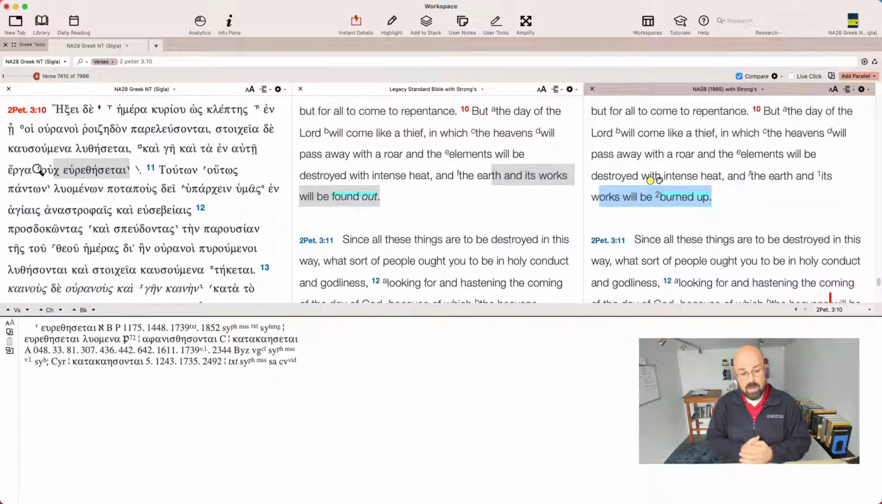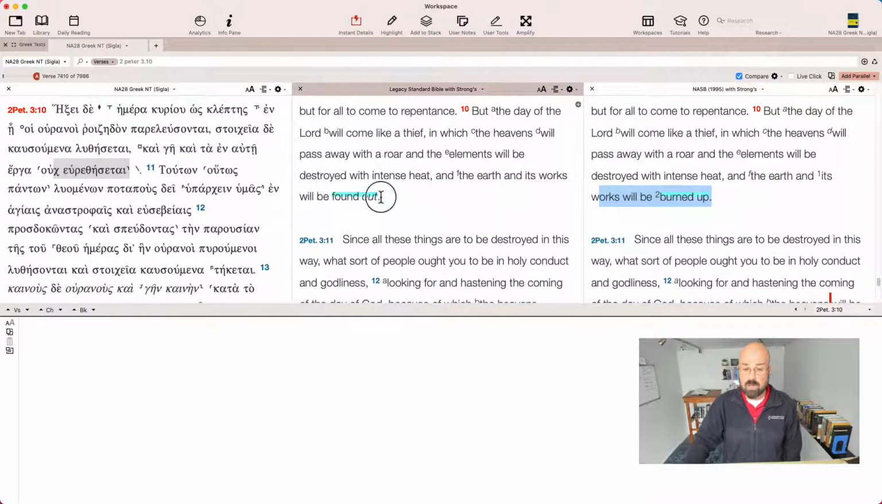The better support here is for heurethēsetai or heurethēsetai luomena. Either of those two is better supported, and then there's that variant with the negation as well, which the critical text here has taken. For what it's worth, the Lexham here is actually following the Tyndale Greek New Testament, which has heurethēsetai without ouk before it.